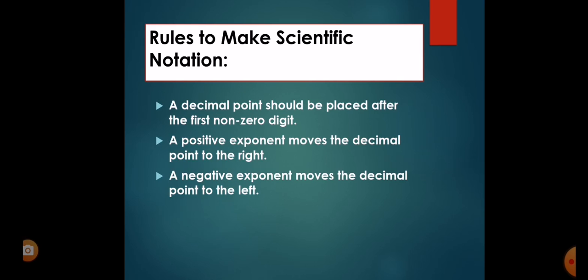Now come to the rules for how we can convert ordinary numbers into scientific notation or standard form. Rule number 1: whenever you move the decimal point, it should be placed after the first non-zero digit on the left side. Rule number 2 and rule number 3 are based on positive and negative exponents. Rule number 2: a positive exponent moves the decimal point to the right. Rule number 3: a negative exponent moves the decimal point to the left.